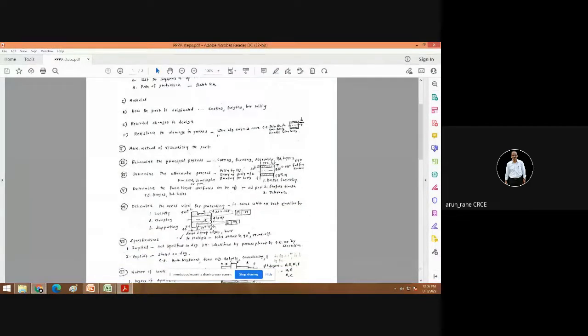Then the third step is to determine the principal process. Principal process means there may be many processes like turning, milling, drilling, grinding, heat treatment, broaching. There will be many processes in order to complete that component. Out of these many processes, you have to see which process consumes maximum time.